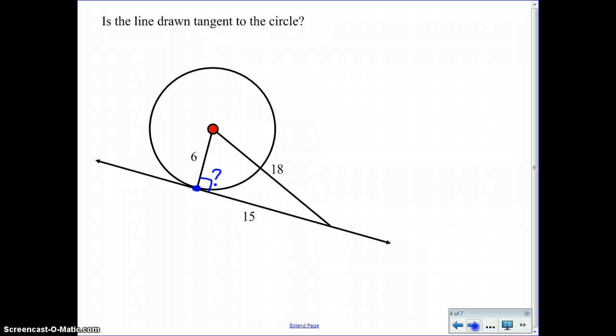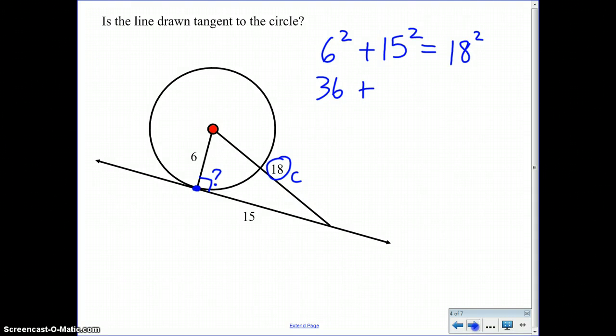Well, we know the three sides, so to check to see if it's a right triangle, let's plug it into the Pythagorean theorem. 18 would have to be the c, because that is the hypotenuse. So we're going to write 6 squared plus 15 squared equals 18 squared. We're going to figure out what this is. 6 squared is 36, plus 15 squared is 225, equals 18 squared is 324.